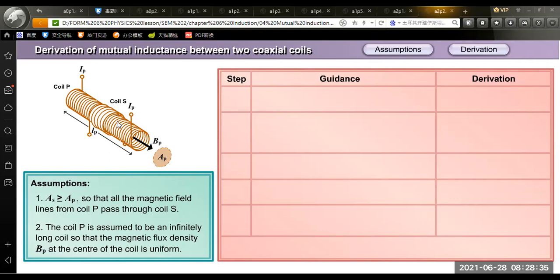Don't be too loose, so that all magnetic field lines from coil P pass through the coil S, cut by the coil S. Coil P is assumed to be an infinitely long coil. P is considered very long, so that the magnetic flux density at the center of the coil is uniform. So this means that the magnetic field produced is uniform.